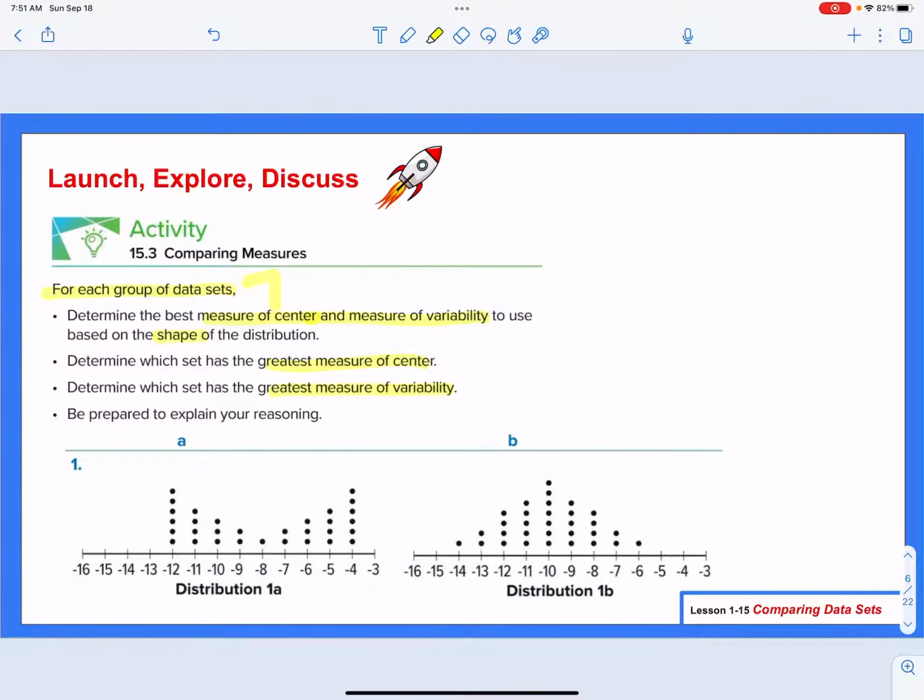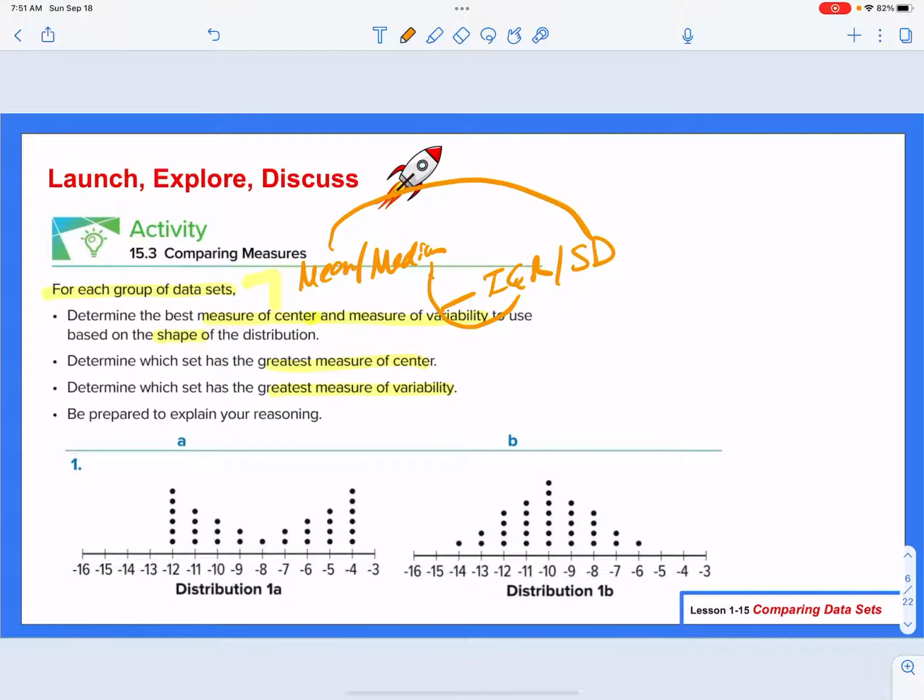Okay, and then we're going to see which one has the greatest measure of center and the greatest measure of variability. Okay, so for each one, we're going to basically decide, do we want to use mean or median? And then we're going to want to decide, do we use the interquartile range or do we use standard deviation? Now remember, standard deviation usually goes with the mean and median goes with the interquartile range. And then we want to see which one, A or B, has the greatest measure of variability.